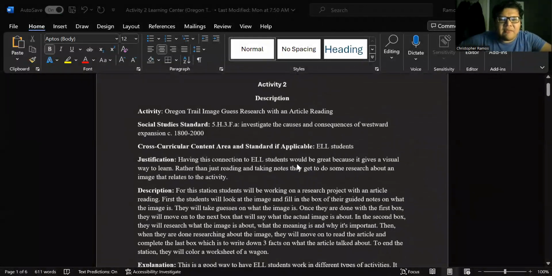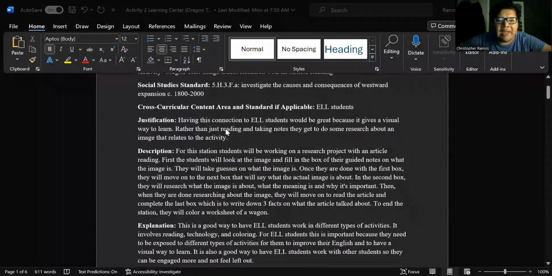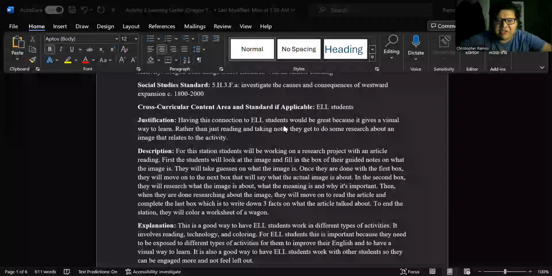Okay, so for activity two, it's called the Oregon Trail Image Research with an article reading. The social studies standard is to investigate the causes and the consequences of westward expansion, a fifth grade standard. And the cross curricular piece is what is mainly targeted for EL students. It's for a classroom station, but it's a better way for ELO students as well to understand it.